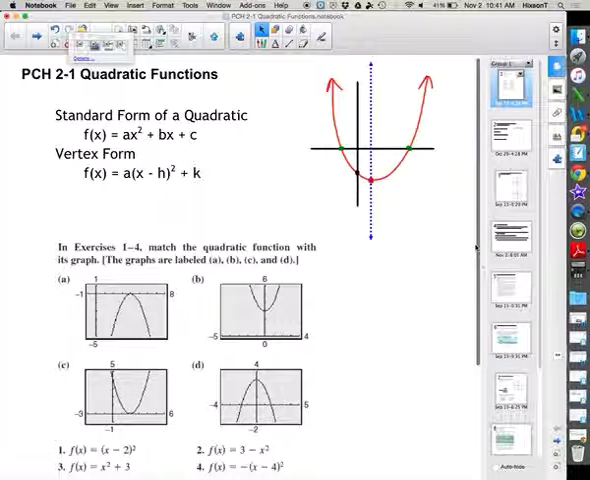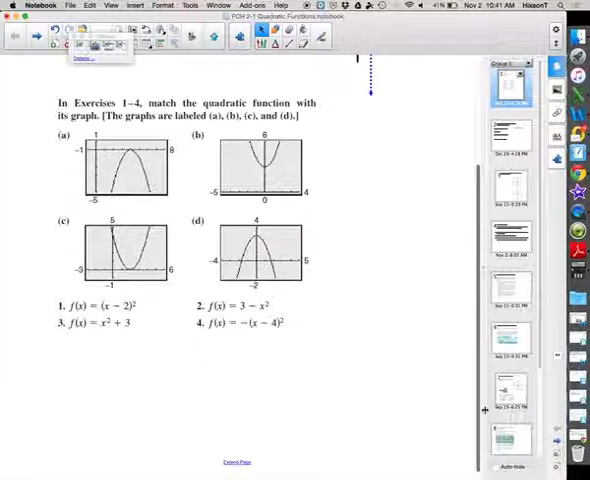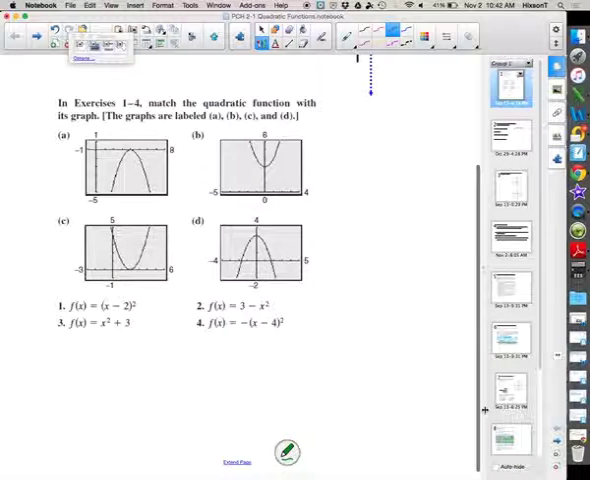As we look at vertex form, all of these have a value of a that's equal to 1 or negative 1, okay? So there's no stretching or shrinking going on here. But just noticing here, x minus 2 squared is one we just looked at. It's just the parent function shifted 2 units to the right. So which graph does that go with? C. It goes with C, all right? So 1 goes with C.